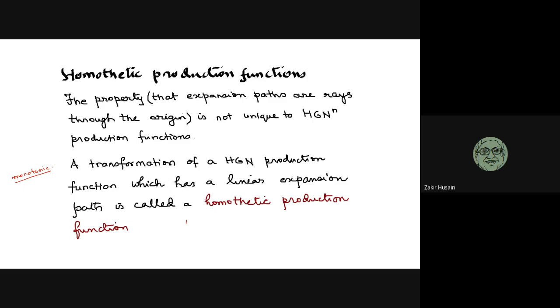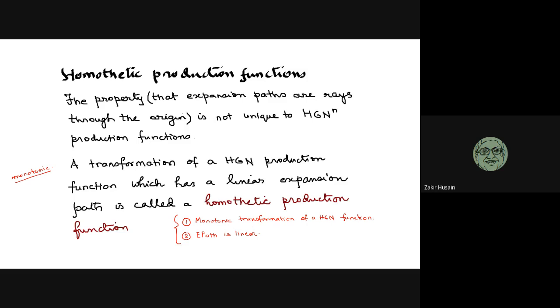So a homothetic production function has got two properties. It is derived from a homogeneous production function. It is simply a monotonic transformation of a homogeneous function. And secondly, the expansion path is linear. So any function which satisfies these two properties is called a homothetic production function.